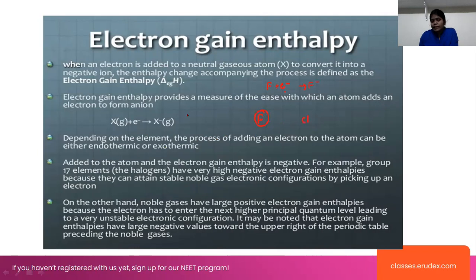Electron gain enthalpy provides a measure of the ease with which an atom adds an electron to form the anion. On the other hand, noble gases have large positive electron gain enthalpies. Generally, electron gain enthalpies will be negative. Only for the noble gases is electron gain enthalpy positive. Halogens exhibit negative electron gain enthalpies, and noble gases possess positive electron gain enthalpy.